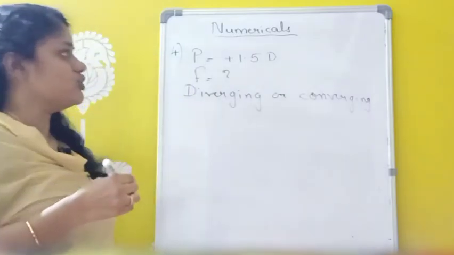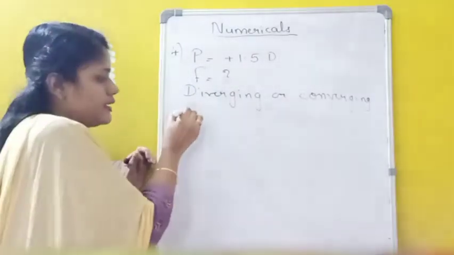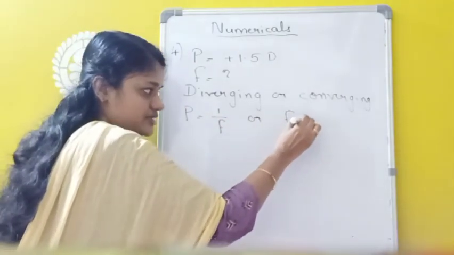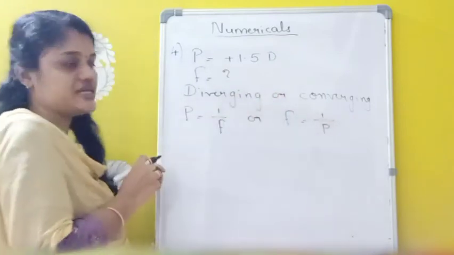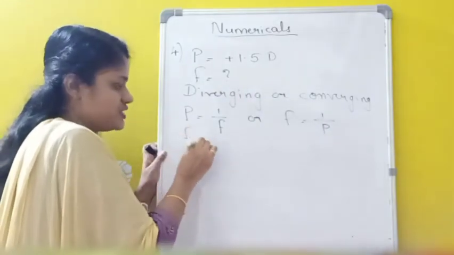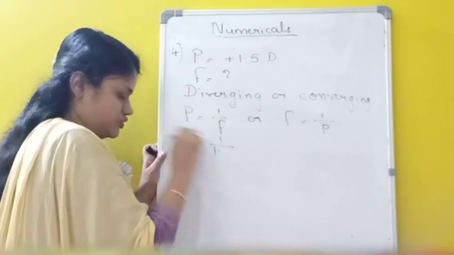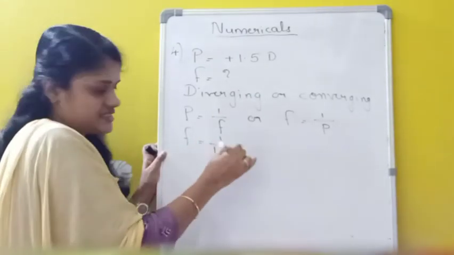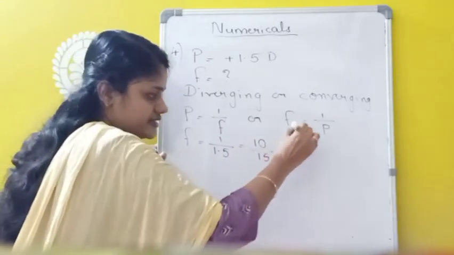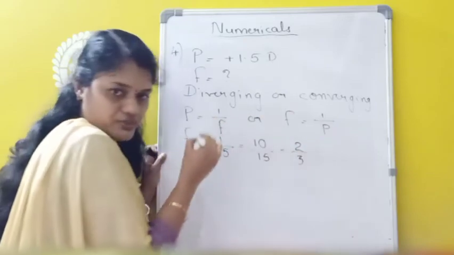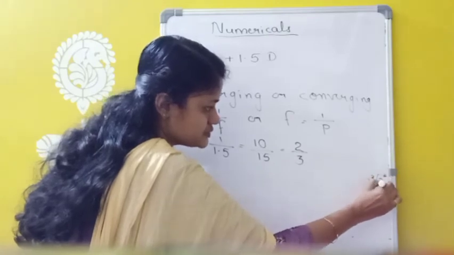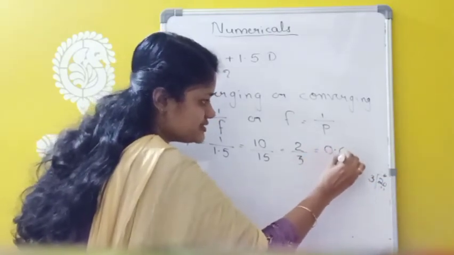Okay. So we know the formula connecting power and focal length. What is the formula? Power P equals 1 by focal length, or we can write focal length F equals 1 by power. So here what we have to find out? Focal length. That means F equals 1 by P. So F equals 1 divided by 1.5. I am removing the decimal, so multiply by 10. So 10 divided by 15. You will be getting 2 by 3. You can write 2 by 3 or you can divide and find out, 0.66.